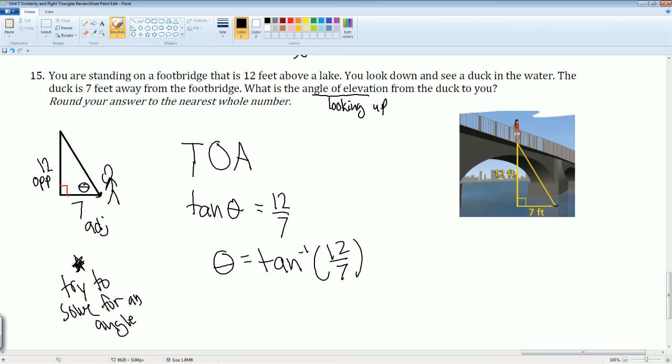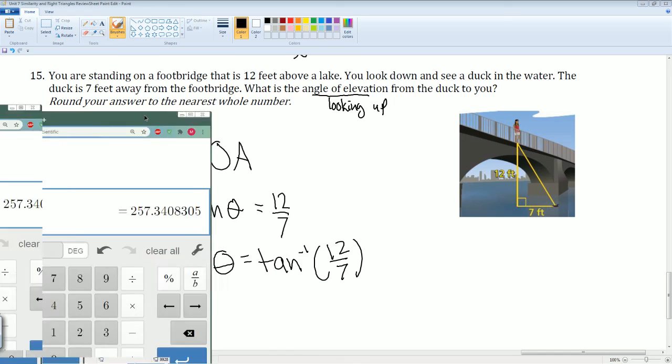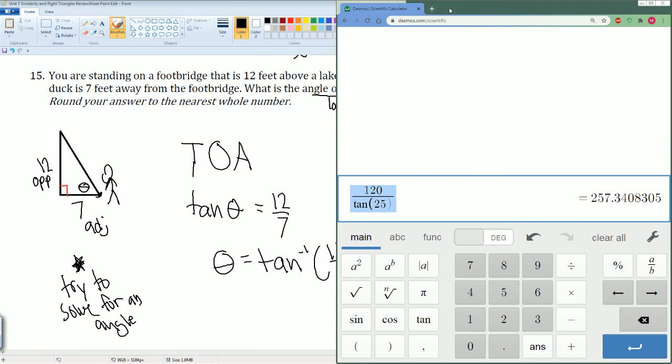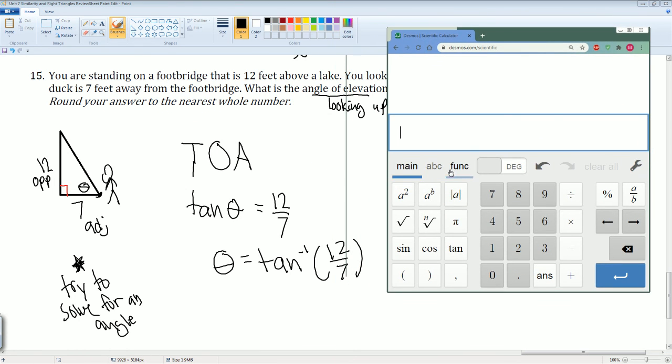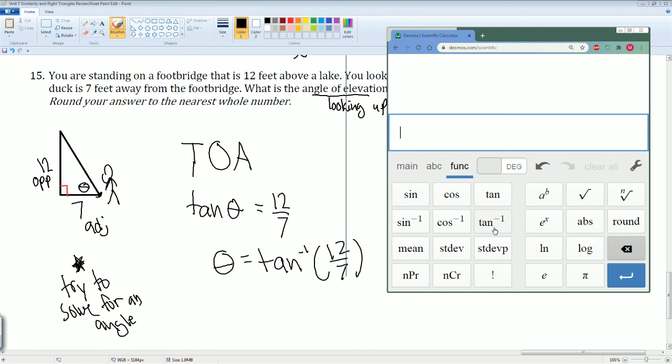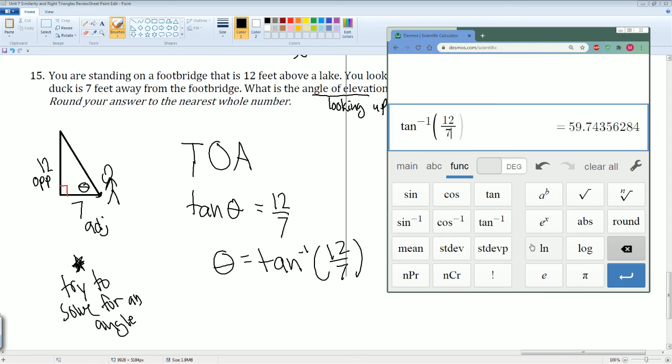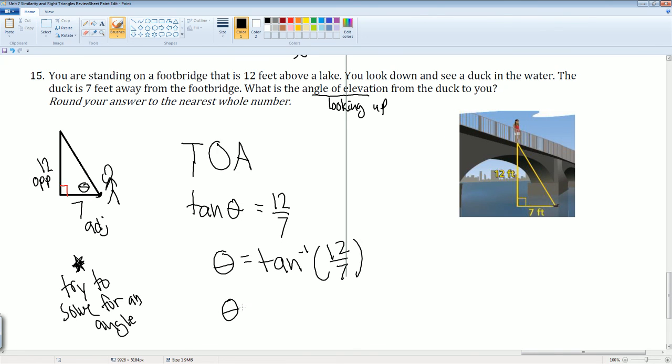Now you can plug this into Desmos. The inverse symbols are, if you hit function, tan inverse of 12 divided by 7, it gets you 59.74. You can roughly say that it's 59.8, so theta is 59.8 degrees. That is the angle of elevation from the duck's point of view. Okay, and there you go. Those are all your solutions for the review sheet.